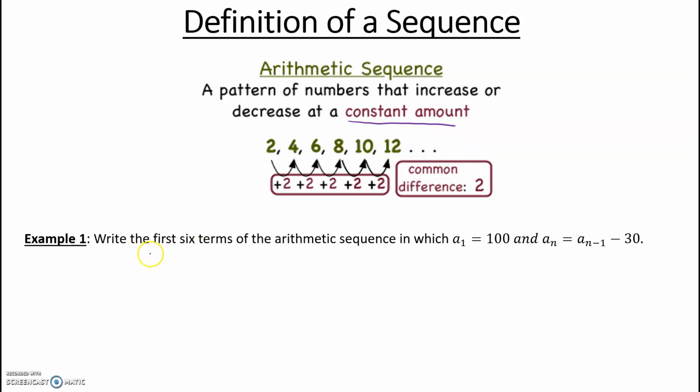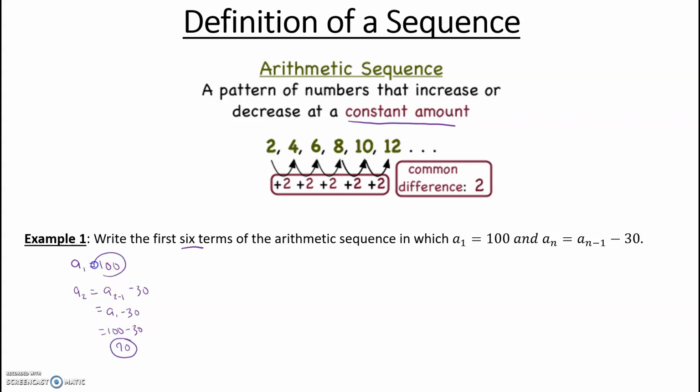So the first example says write the first 6 terms of the arithmetic sequence in which a sub 1, so the first term, is 100, and then they gave us one of those recursive formulas again. So let's go ahead. We know a sub 1 is 100. So let's find our second term. Our second term is a sub 2 minus 1, and then minus 30. So again, recursive means you always need the one before it. So 2 minus 1 is 1. To find the second term, we take the first term and subtract 30. So 100 minus 30 is 70.